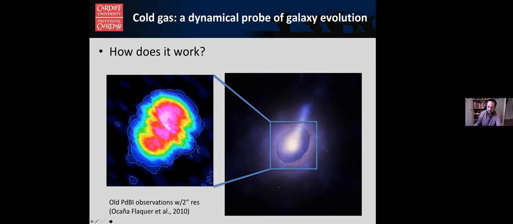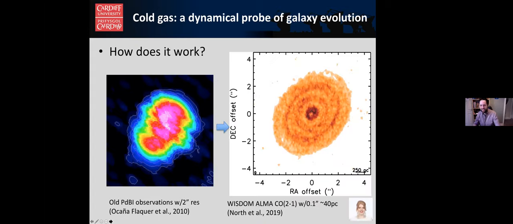So we went out with ALMA and we said, okay, give us really good resolution observations of this. And they said, yes. And this is what they gave us. So it's a beautifully regular disk in this object. So this is 0.1 arcsecond resolution. It's about 35 parsecs resolution in this object.